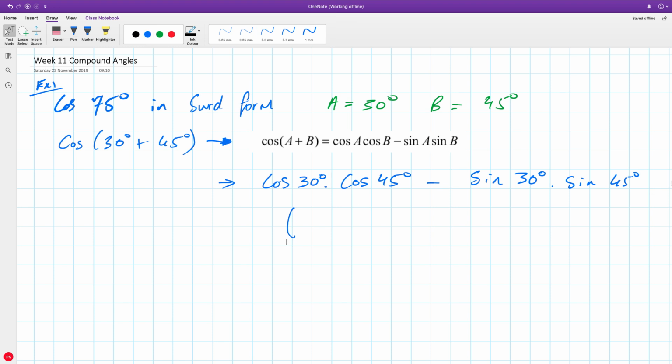So what is the cos of 30 degrees? Cos of 30 is root 3 over 2, by the cos of 45, which is 1 over root 2, minus the sine of 30 degrees, which is a half, by the sine of 45 degrees, which is 1 over root 2.